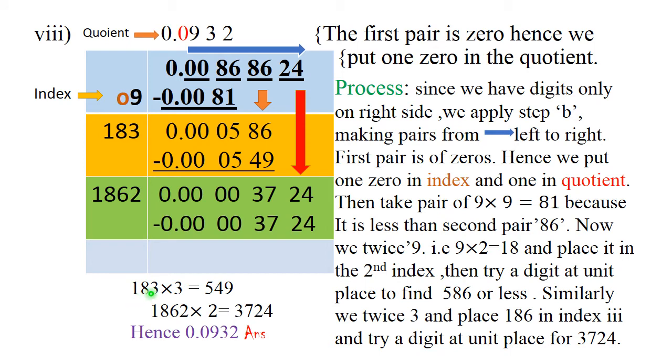We can check it: 183 multiplied by 3, we get 549. Similarly, 1862 multiplied by 2, we get 3724, required at this place.